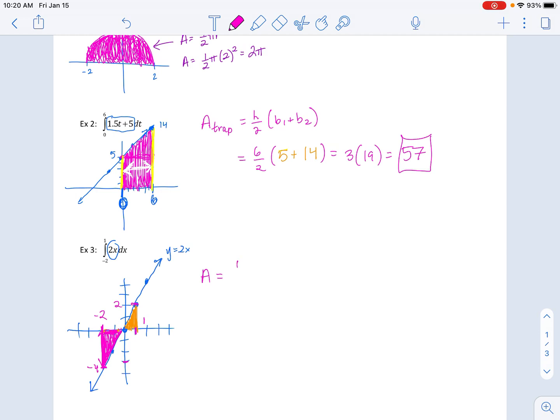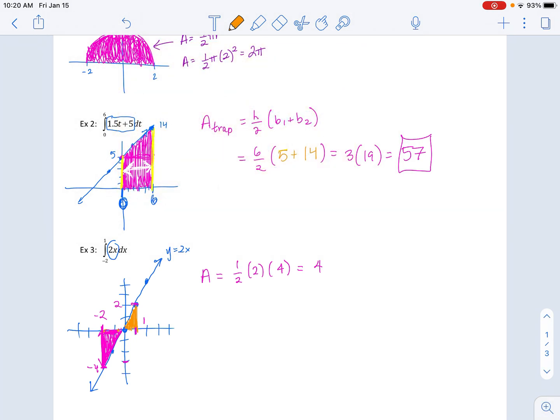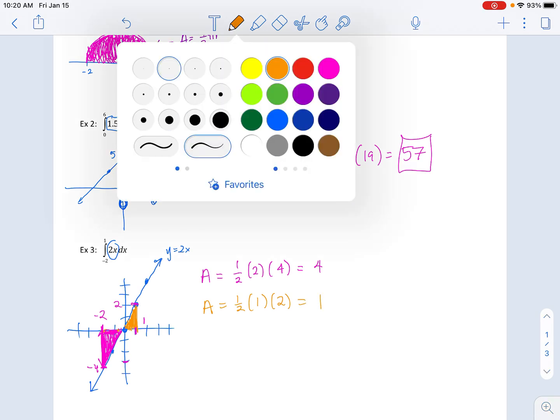So the pink triangle's area should be 1/2, its base is 2, and its height is 4. We don't want to report area as negative, so 8 divided by 2. The pink triangle is 4 units. And then the orange triangle should be 1/2, its base is only 1 unit, and its height is 2. So that has an area of 1.